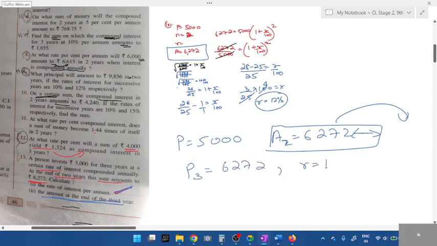7 2. Rate, we got rate. Time is equal to 1. They have asked us to find amount. You can use amount formula. Complete it. Find amount.